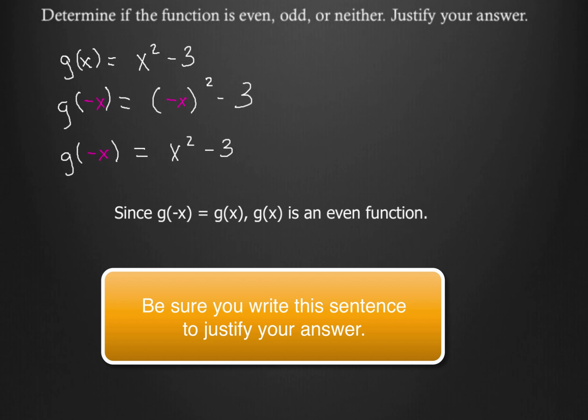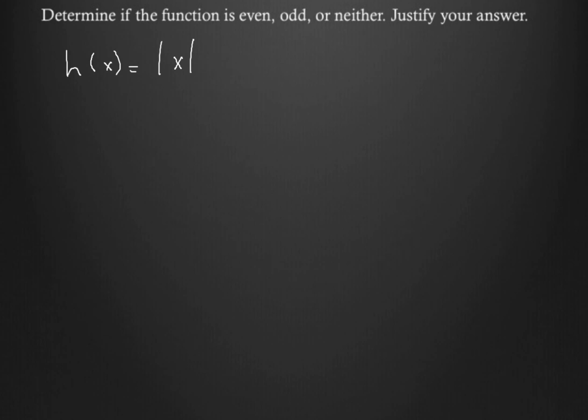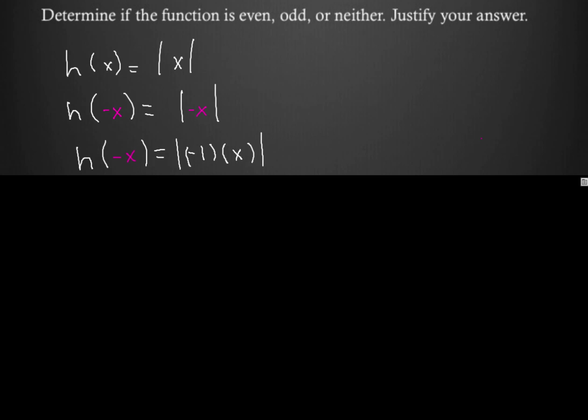Let's take a look at one more example. So in this example, we're going to have h of x equal to the absolute value of x. Now again, we'll go through that same process. First thing we're going to do is substitute in negative x anywhere we see an x. So that'll give us h of negative x equals the absolute value of negative x. Now when we have the absolute value of negative x, we can actually separate that because negative x is the same thing as negative 1 times x. So we're going to rewrite that as the absolute value of negative 1 times x.